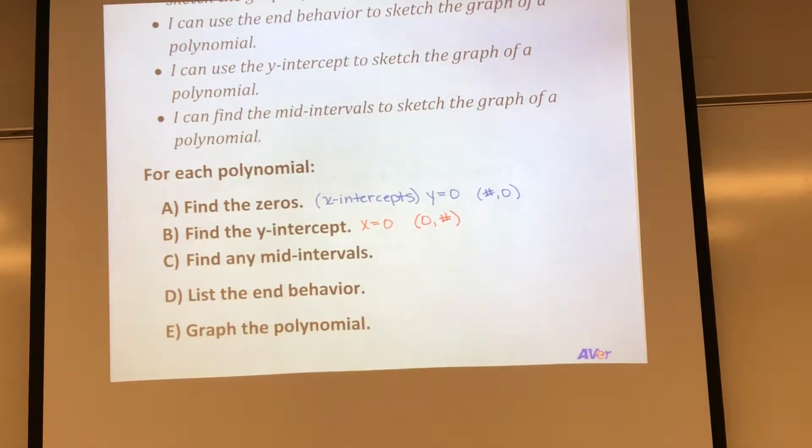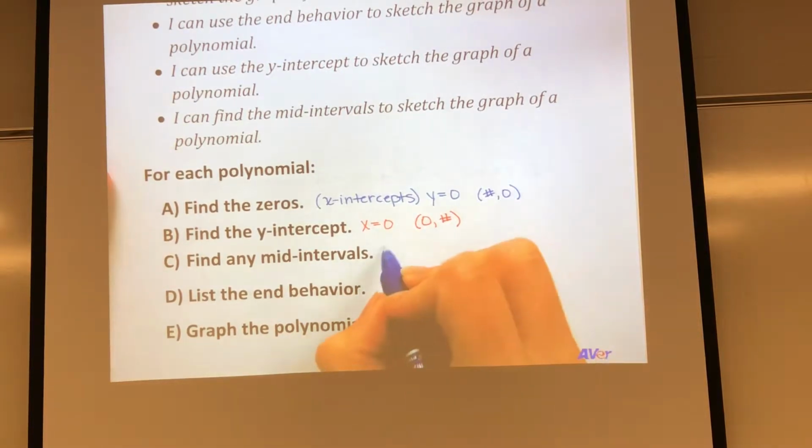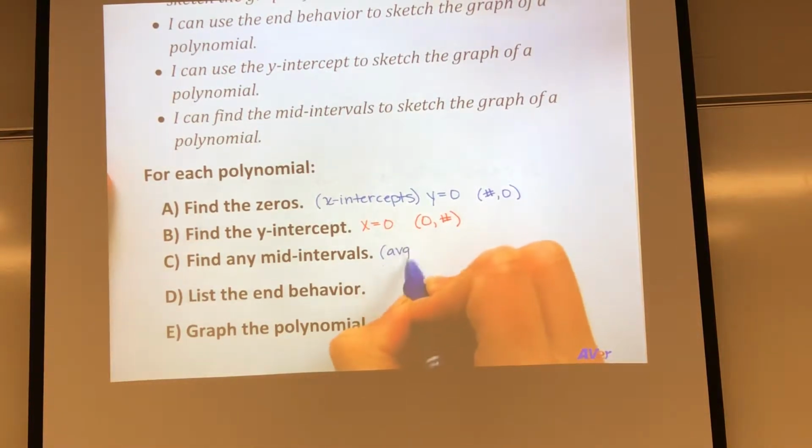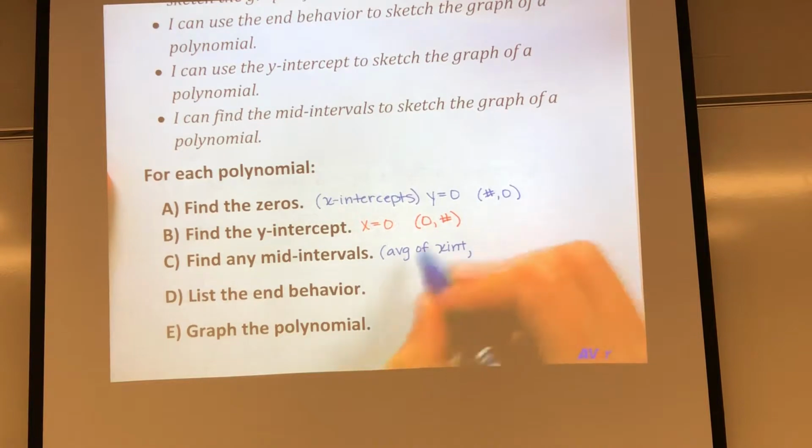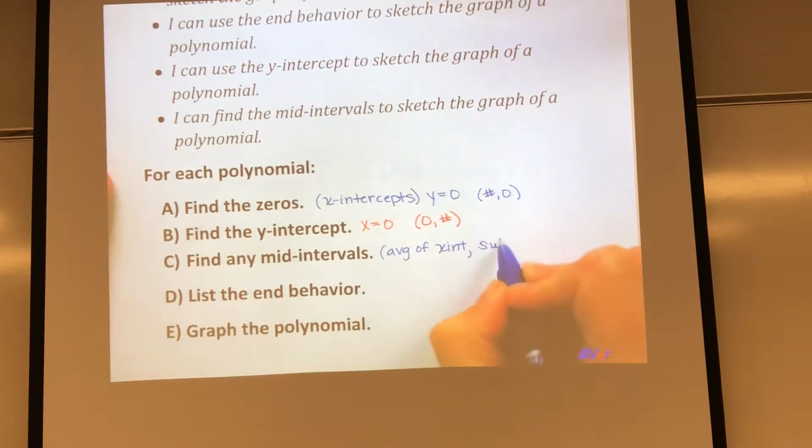All right, then something kind of different is something called a mid-interval. You're going to find those by taking the average of the X-intercepts for your X coordinate and then substitute it into the equation to find the Y coordinate.